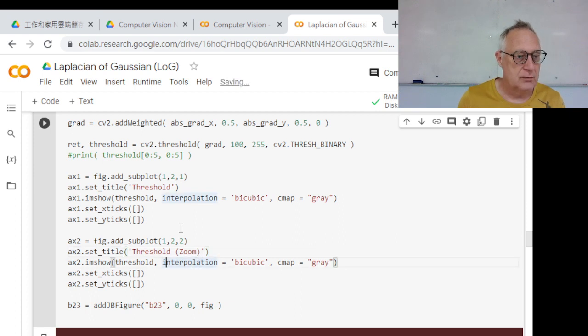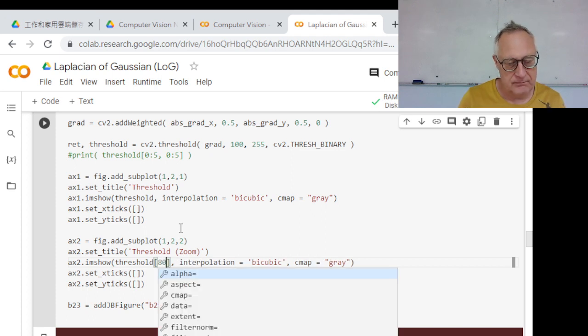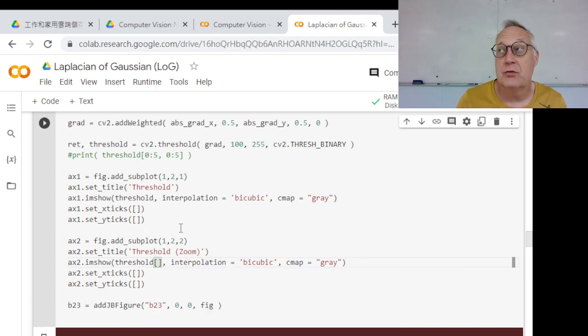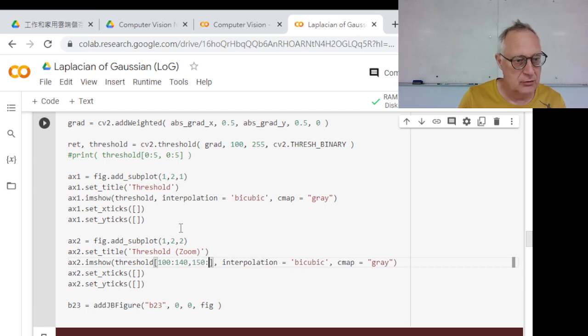We use zoom, so now what I want to show there would be, let's say 320 by 240, so that would be 100 to 140 and 150 to 190. Let's try that.